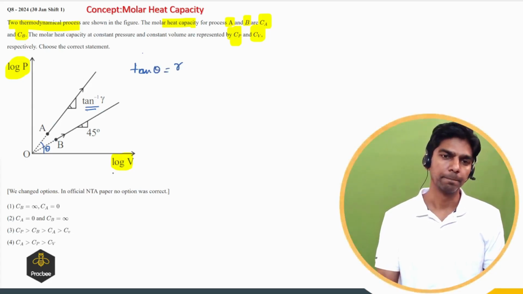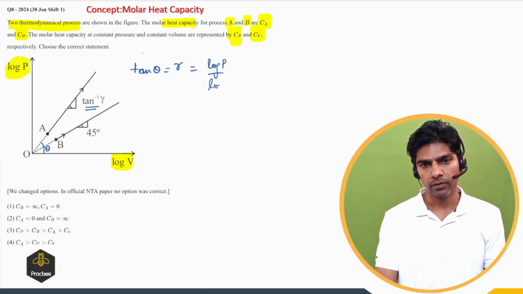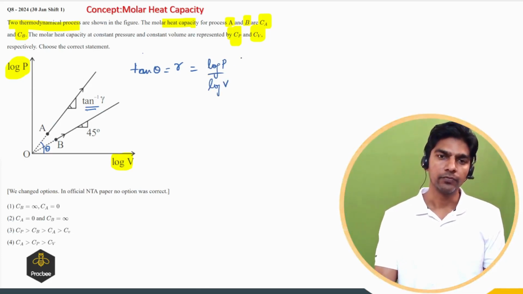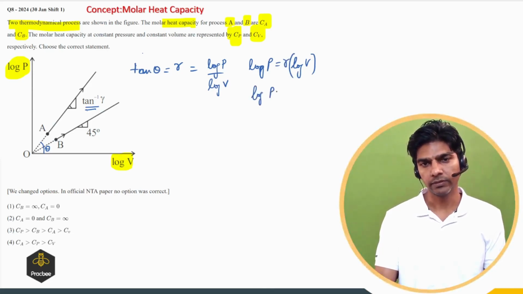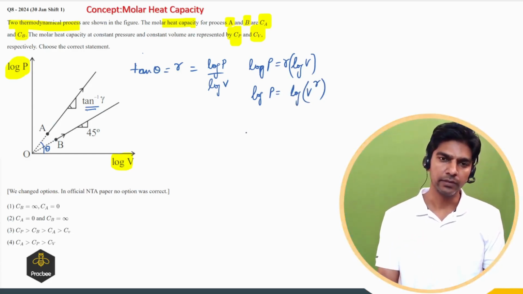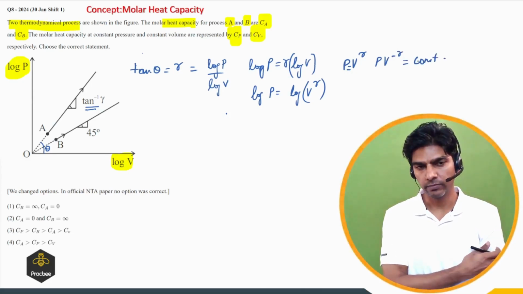It is given as gamma. And this is also equal to log P upon log V, because it is the slope. From this we can say log P is equal to gamma times log V. So if we compare the left hand and right hand side, we get P equals V raised to power gamma. Or we can write this as P V raised to power minus gamma, which is constant. So that is the first process, A.